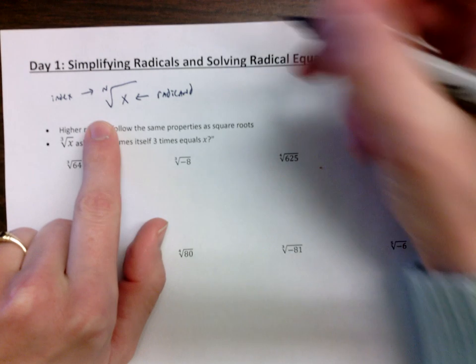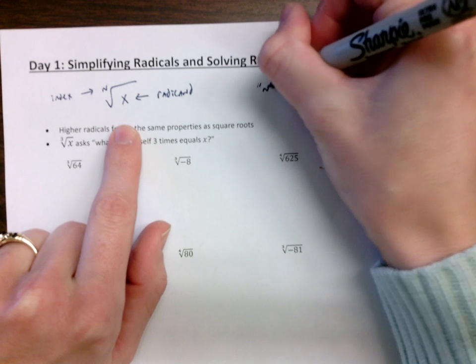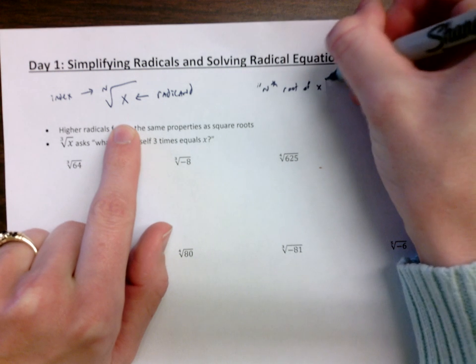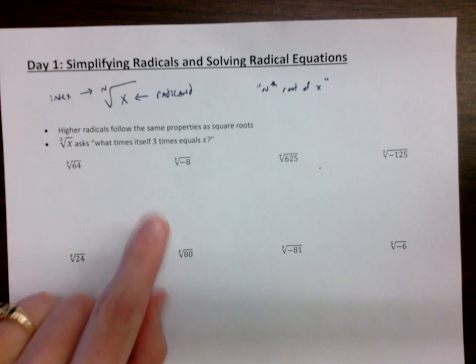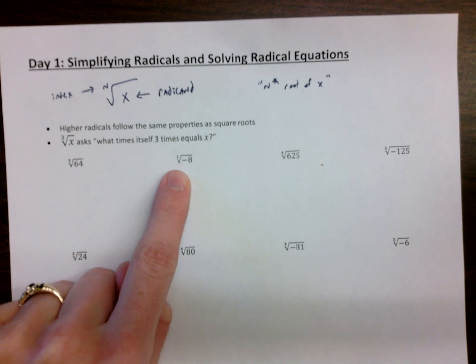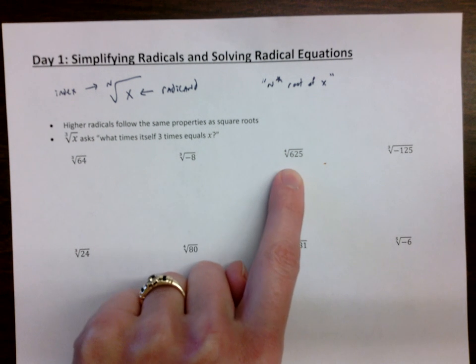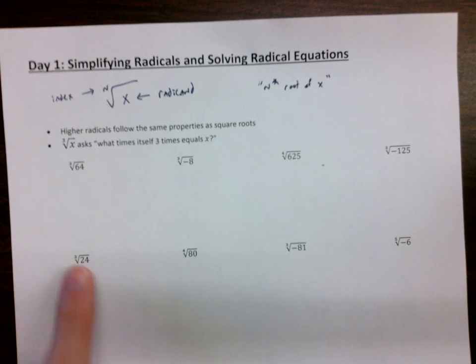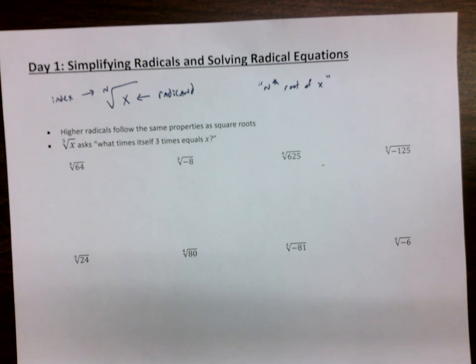The way that you would read something like this is you would call it the nth root of x. So the nth root of x. This would be the third root of -8. This would be the fourth root of 625. This one would be the third root of 24. Okay, so that's how you read that.